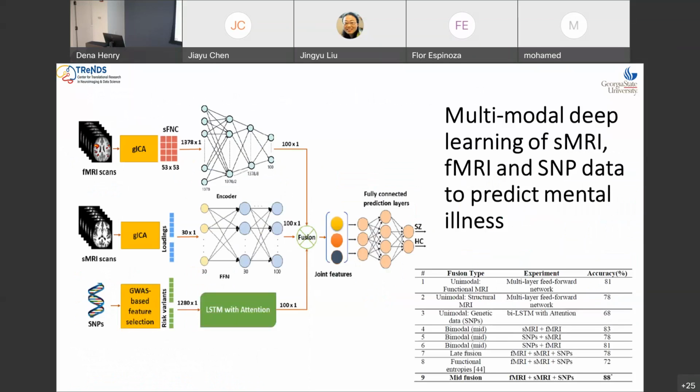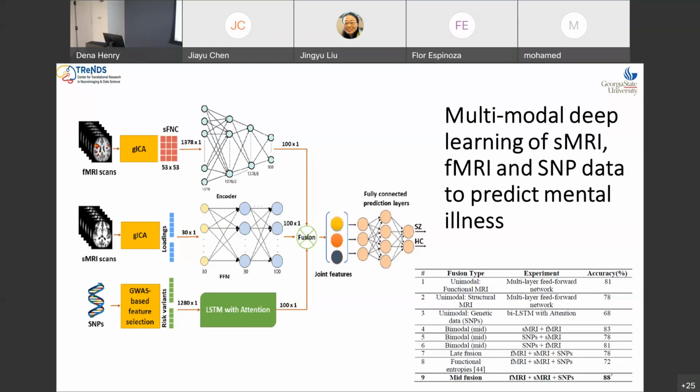So this is one example published recently, a multimodal deep learning approach for structural, functional, and SNP data to do classification. For this one, one modality is functional MRI. We first did domain-specific feature extraction, then built the feature matrix. After that matrix, a neural network gets the more reduced, higher-level abstract features. And this is the structural MRI.